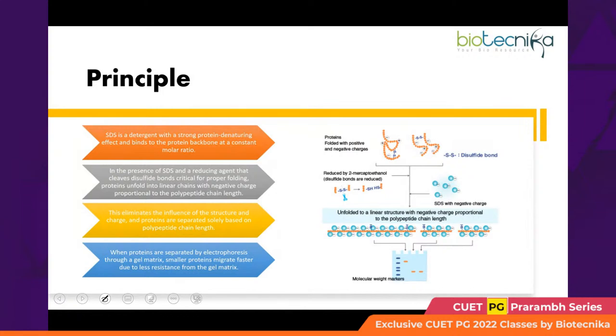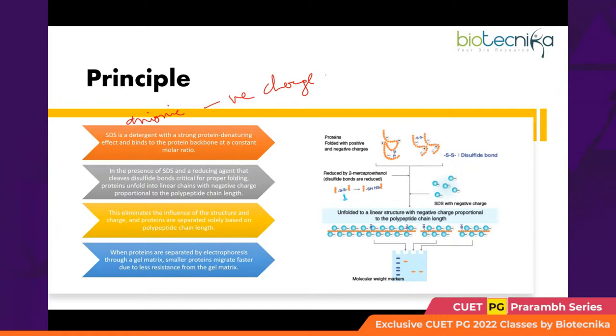Now, moving on to the SDS page principle. So here what happens is SDS is a detergent. To be specific, it's an anionic detergent. Okay, so it will add negative charge, with a strong protein denaturing effect, and binds to the protein backbone at a constant molar ratio.